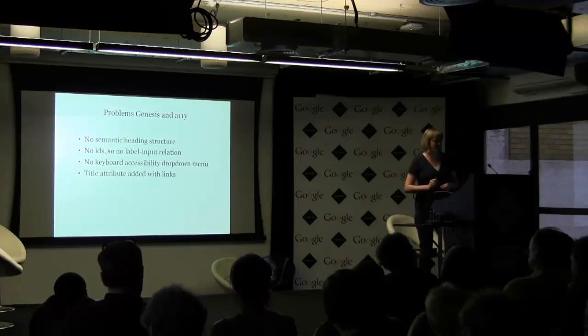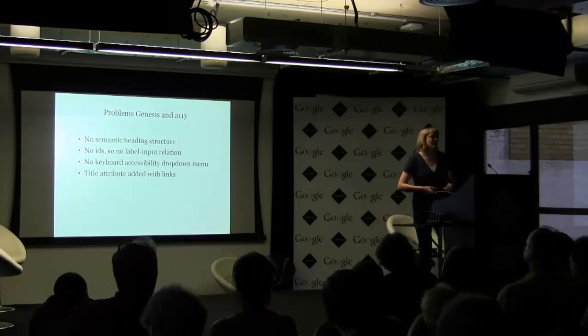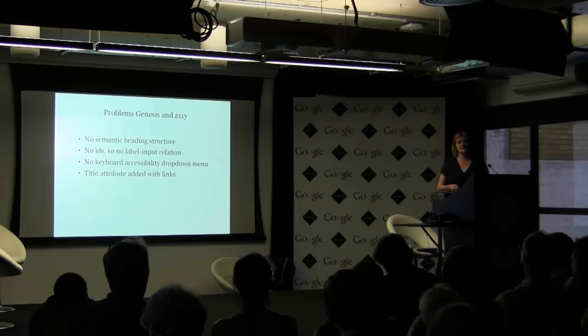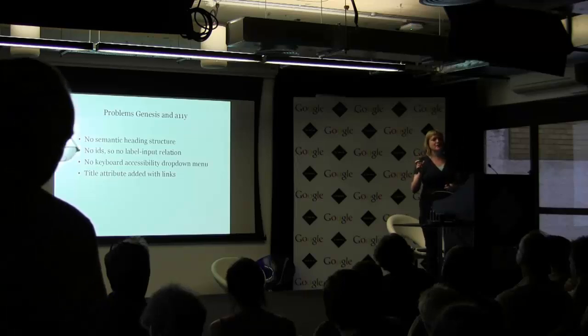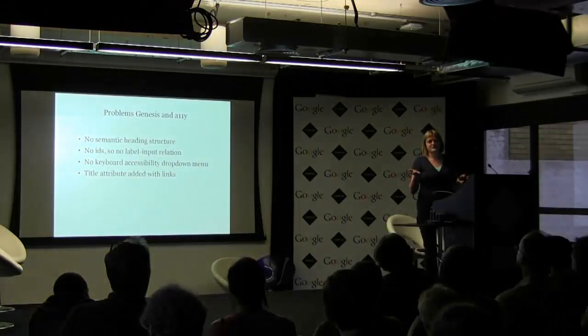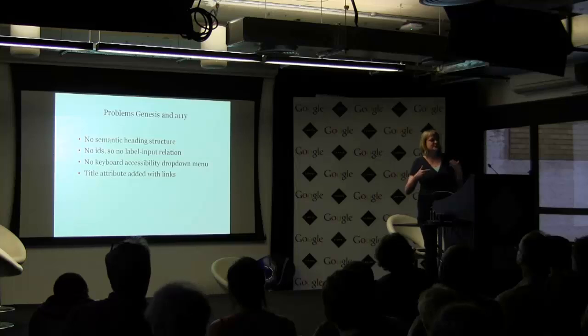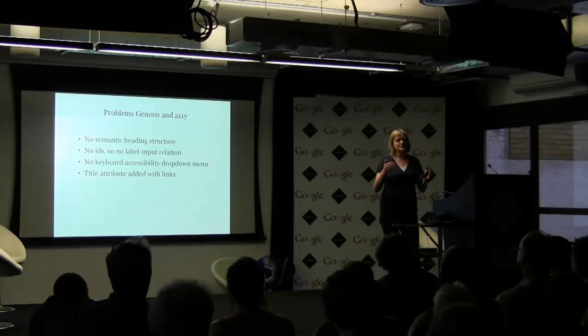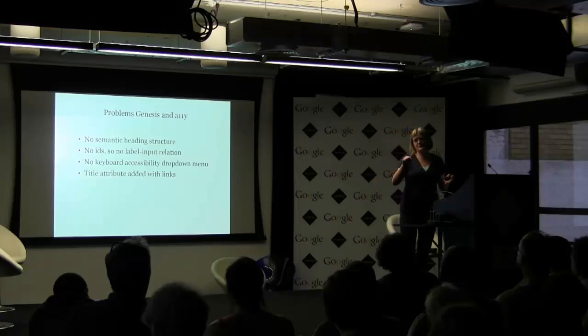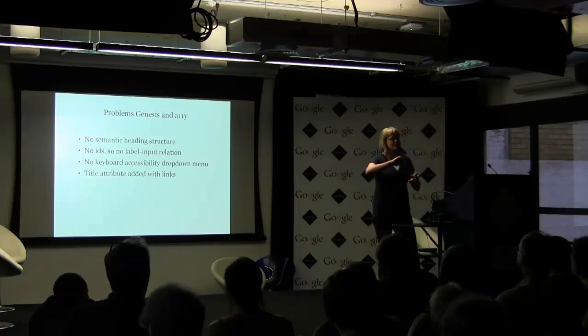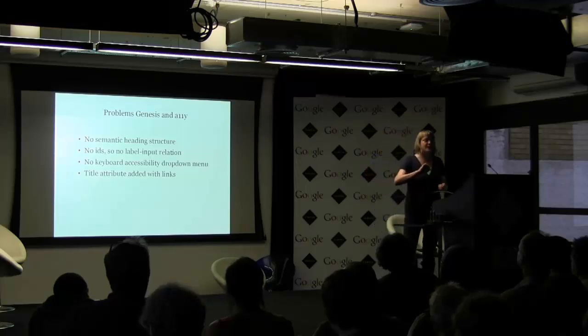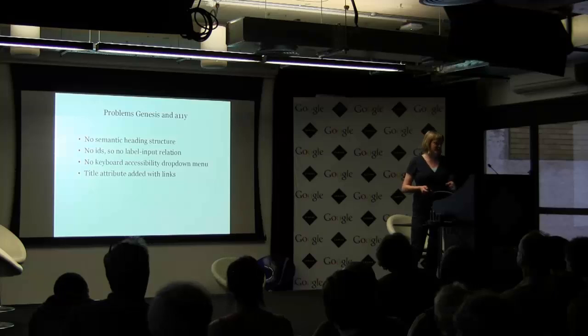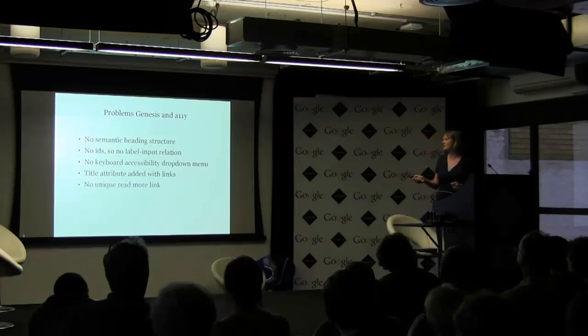The title attribute is added to links. This is also a WordPress issue. The title attribute on a link has no meaning at all. It messes up screen readers. Screen readers don't know what to do with it. And also, when you use a tablet, a title attribute doesn't have any meaning because there's no mouse-over with a tablet. So I always strip the title attribute off.